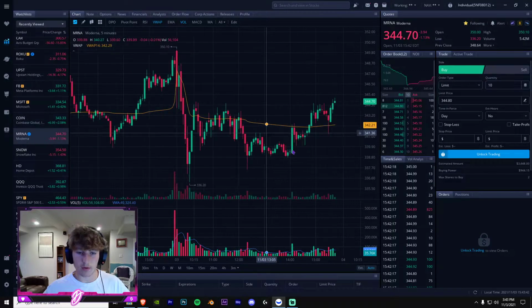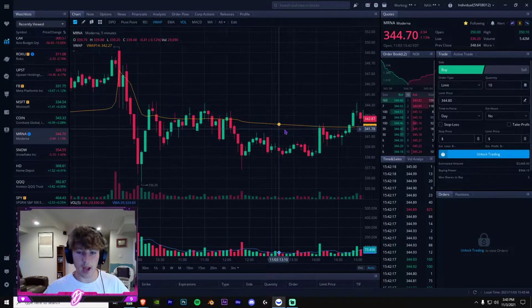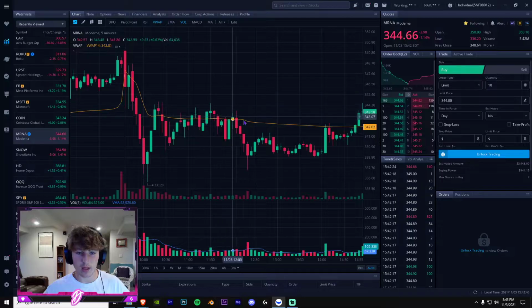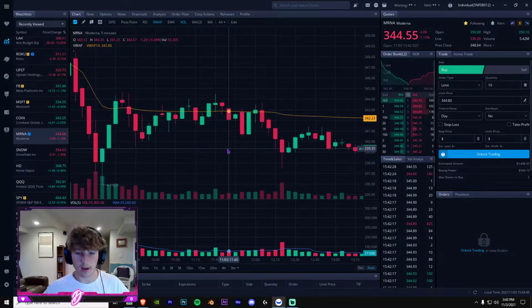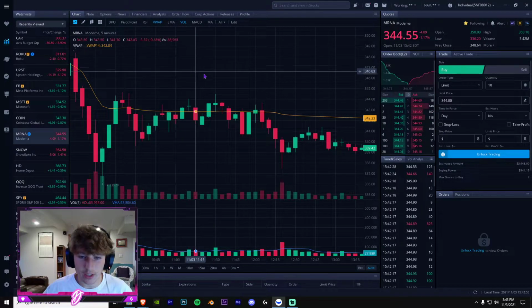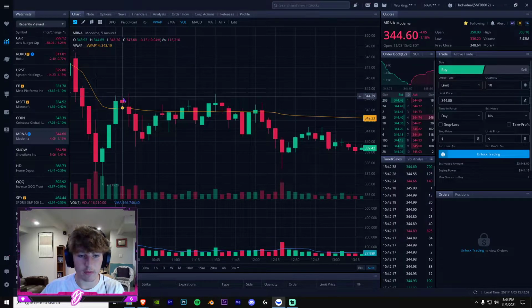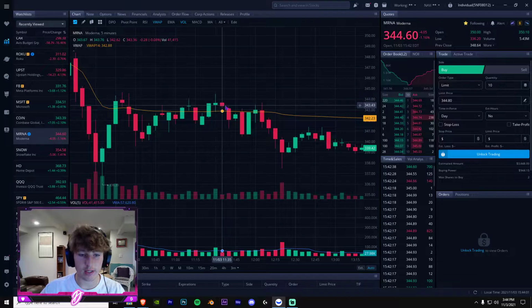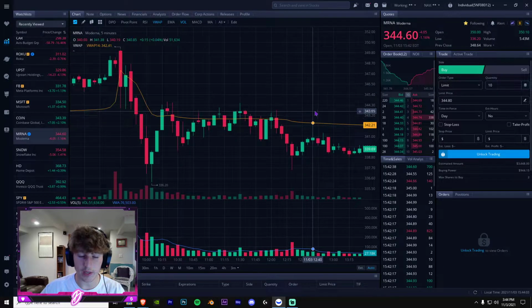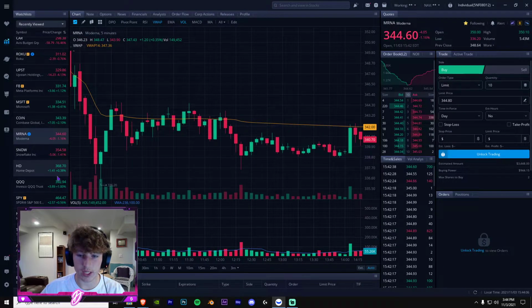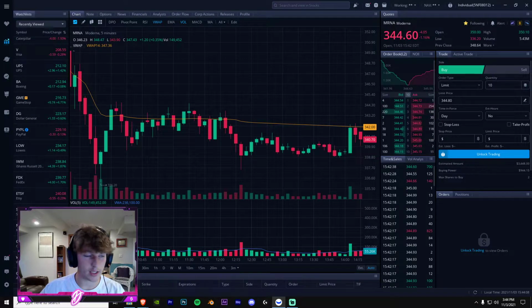So MRNA, as you can see, doesn't respect it as well. It kind of goes up, goes through, but you can tell. Do you see how every time it's over the VWAP, it has this weakness in the candles? Basically, the more wicky the candle is, the more weakness there is. And every time it goes above the VWAP, you can tell that these candles are very wicky. So that shows weakness, and it does not hold VWAP, and it gets rejected later by it. So that's another thing you could have looked at.